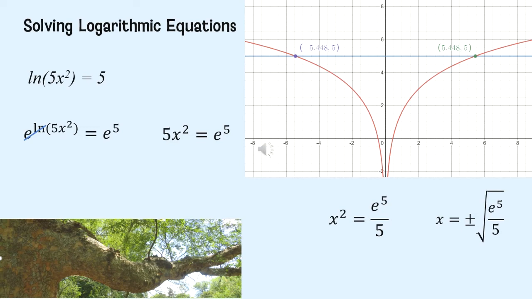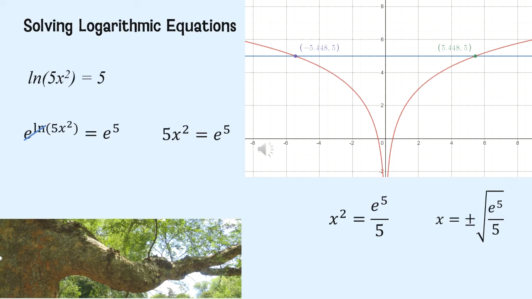e is an irrational number. There is no decimal expansion that's exactly equal to e, so any decimal I write down is going to be an approximation. The square root of 5 is also irrational, and it's involved in my answer. So if I wanted the exact answer, I should just leave it as positive or negative square root of e to the 5th over 5.